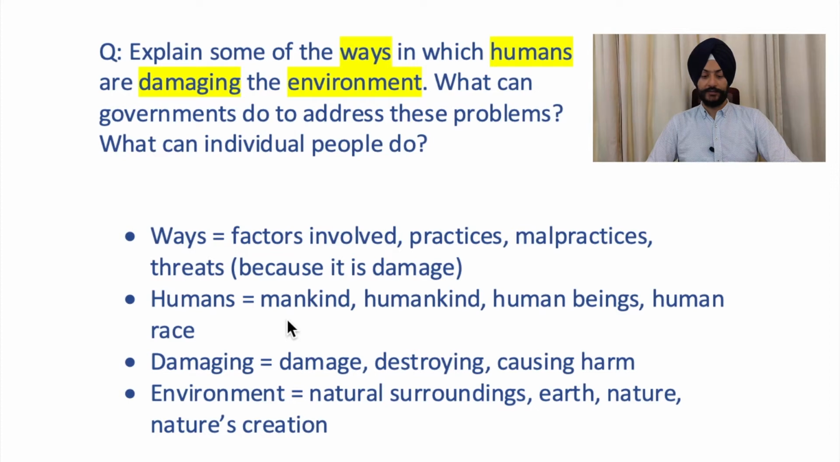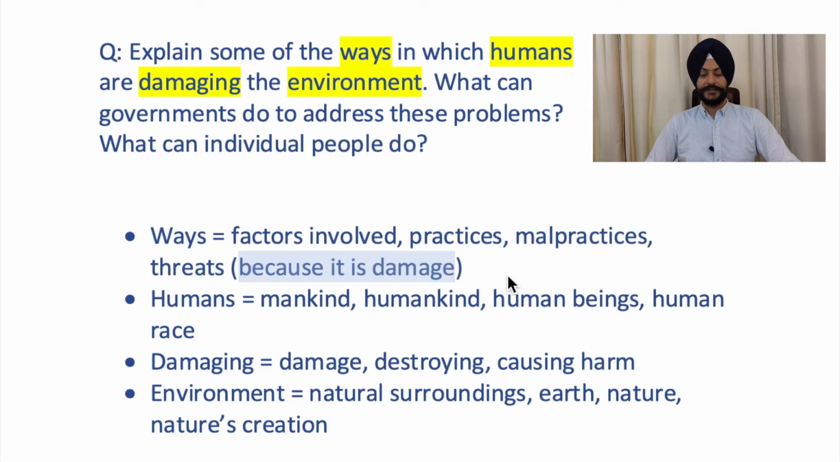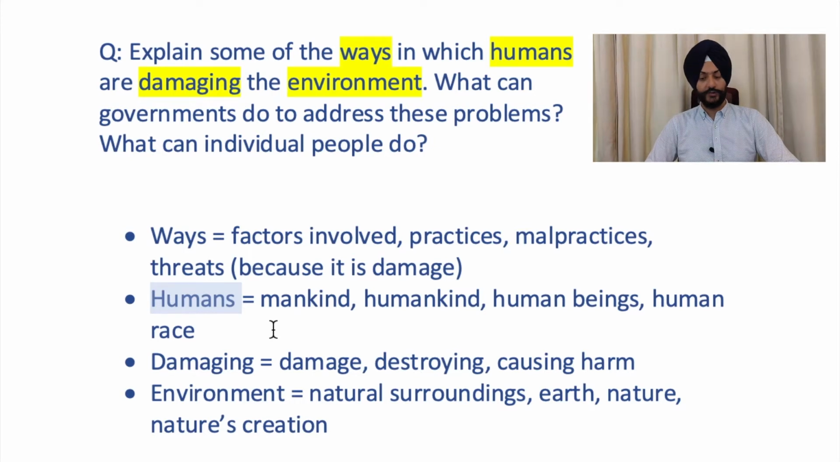For example, let's look at ways. Ways can be reworded as factors involved, practices, malpractices, or threats. Threats is not a direct synonym of the word ways, but since we are referring to the damage, hence threat seems to be the right word in this context. Then comes the word humans. Humans we can refer as mankind, humankind, human beings, or human race.